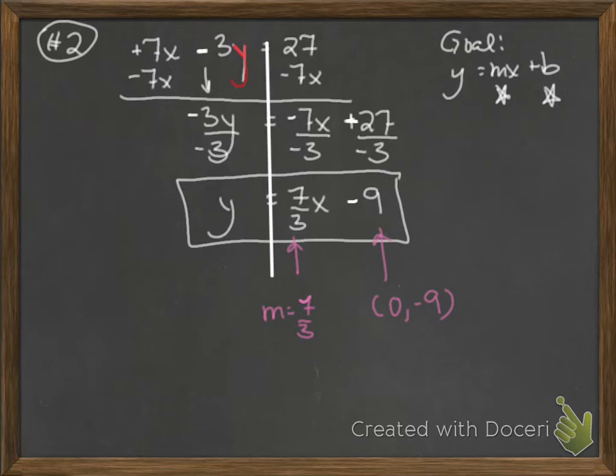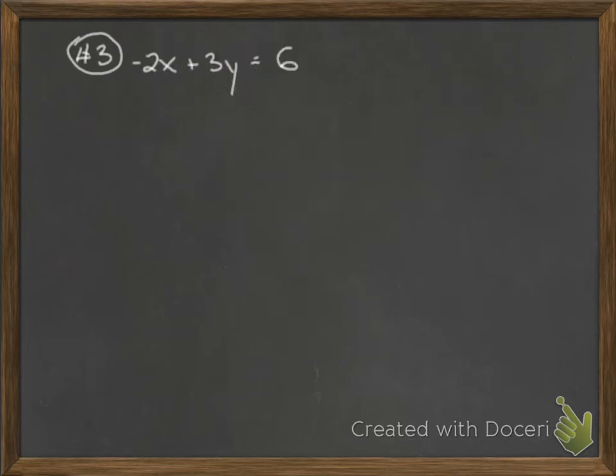Let's do one more example of an equation that is already in standard form. So here we have negative 2x plus 3y equals 6. Again, I'm just going to remind myself, what is my goal? What are we trying to accomplish here? Well, we're trying to get something that looks like this. We're trying to get y all by himself on one side of the equation. So again, we're going to leave the y where he is. We're not going to move him. We're going to move everything else away from him.